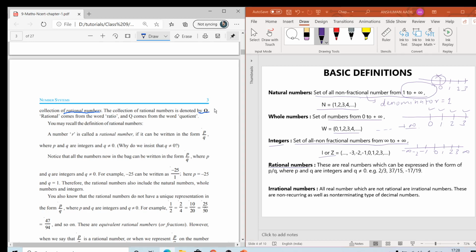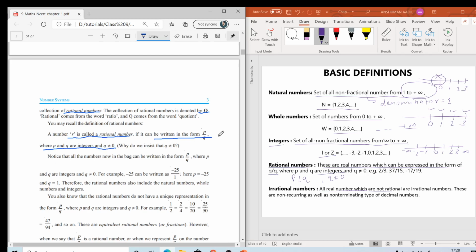Rational numbers are the real numbers which can be expressed in the form of p by q, where p and q are integers and q is not equal to 0. According to NCERT, you can write that a number is called a rational number if it can be written in the form of p by q, where p and q are integers and q is not equal to 0.